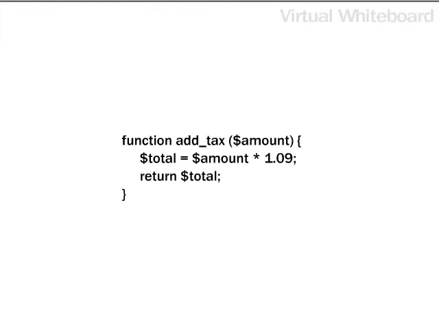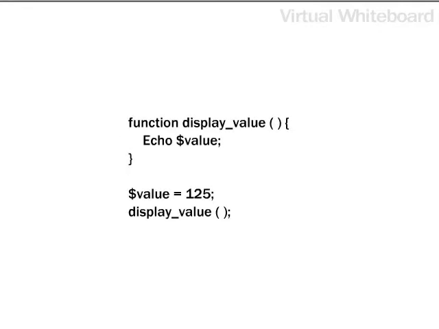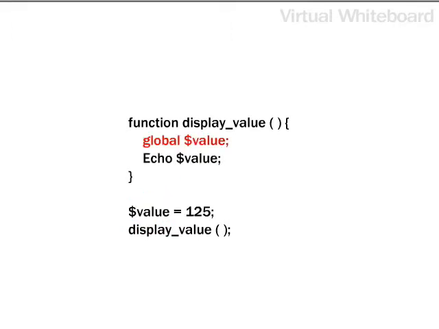When called, the add_tax function calculates the total, and this is the value returned. However, even after add_tax is called, the local variable total is undefined outside that function. This piece of code attempts to display the value of a global variable from inside a function. When this script is run, no output is produced because the value variable has not been declared in the local scope. If you're going to access a global variable inside a function, you must use the global keyword at the top of the function code.